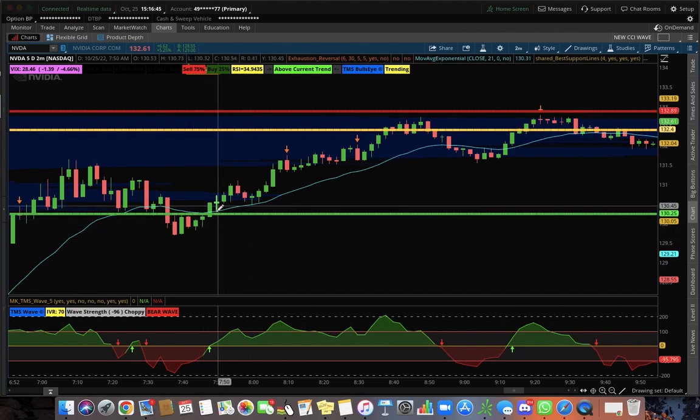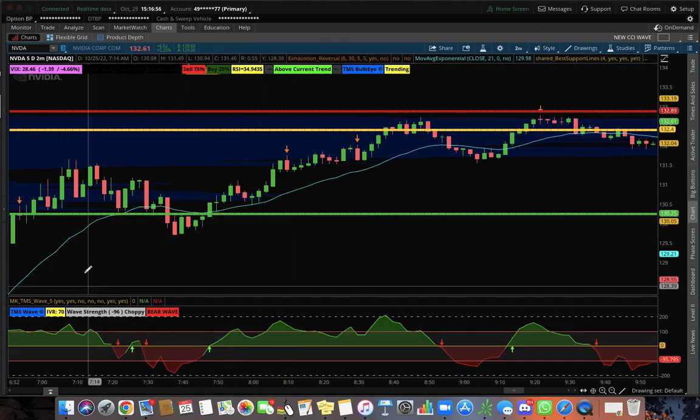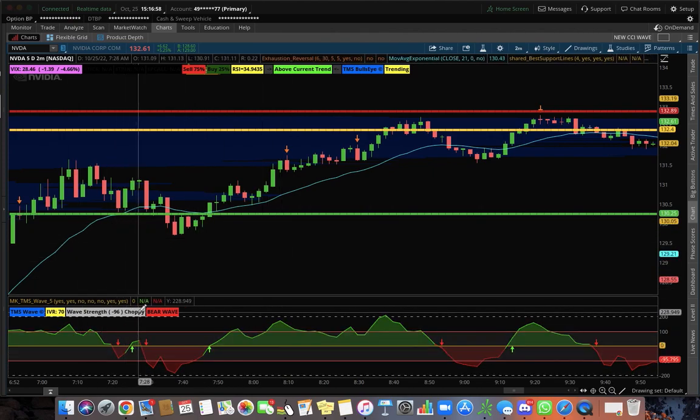Could it be your support line? Absolutely. Could it be your 21 EMA? Could it be the RSI? Whichever one you like, right? You have to choose the indicator that you feel most confident with. And so then, we have the wave indicator, which helps us quite a bit. And so, once price starts to go below that zero, that's kind of your out.